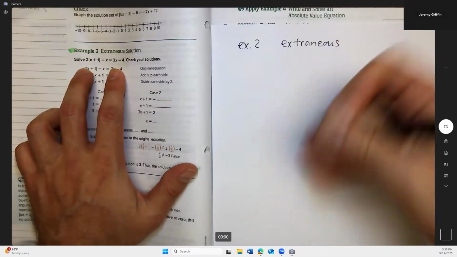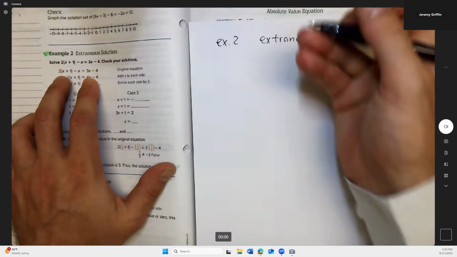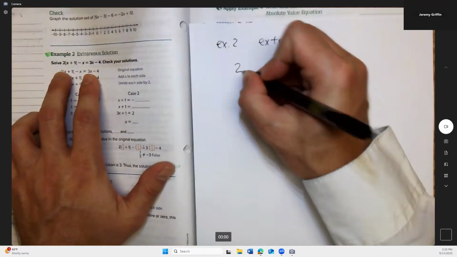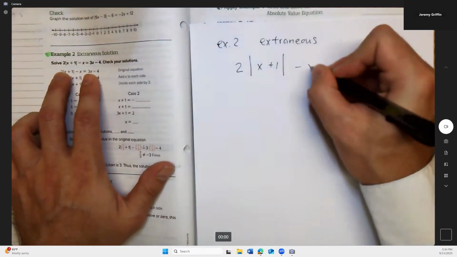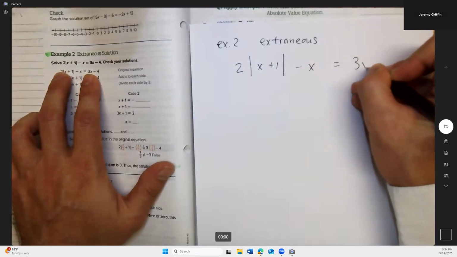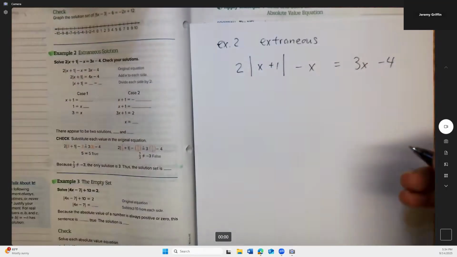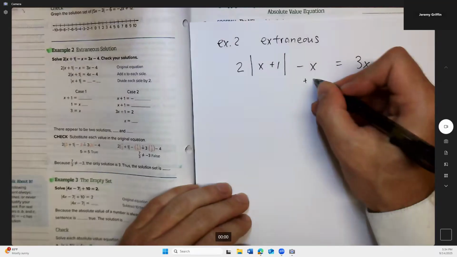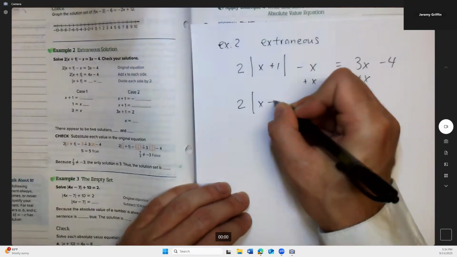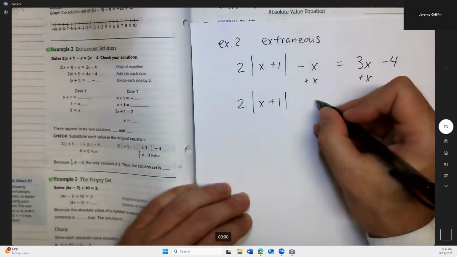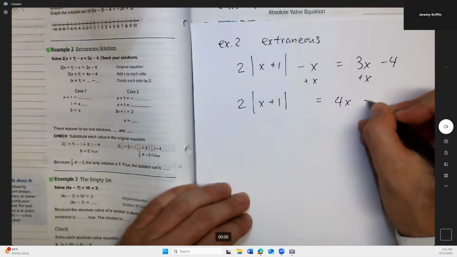Now, you know this is going to be extraneous. We kind of know ahead of time, because this is one of their examples. So 2 times the absolute value of x plus 1, and then the whole thing minus x equals 3x minus 4. So here, maybe I'll add x over. That gives me 2 absolute value of x plus 1 is equal to 4x minus 4.